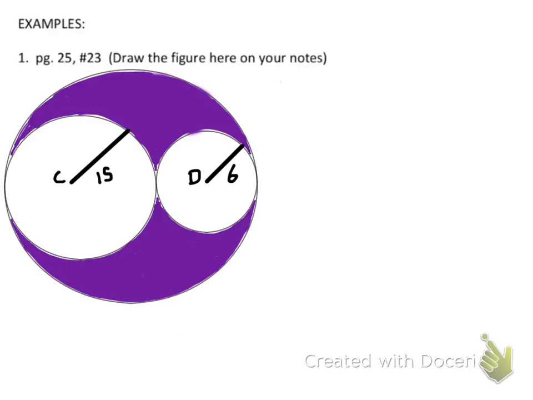So the last problem, guys, is I want you to find the area of the shaded region. This is the problem on page 25, number 23. It's a large circle that has two small circles that are fitting just perfectly inside of it. And they're cutting out part of the larger circle. What of the remaining circle's area is left?